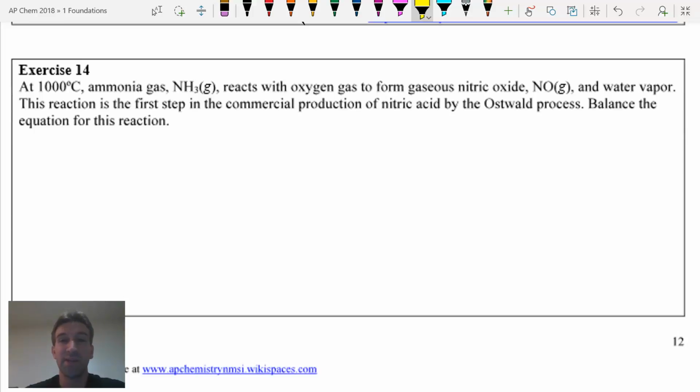Okay, exercise 14. Go ahead and break this one down. At 1000 degrees, ammonia gas, NH3, reacts with oxygen gas to form gaseous nitric oxide, NO, and water vapor.